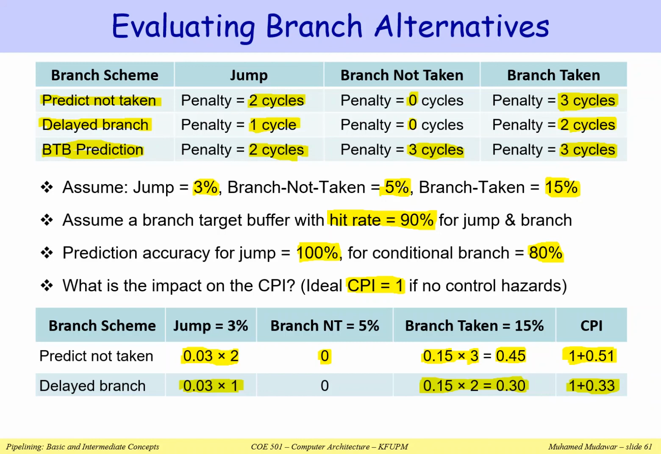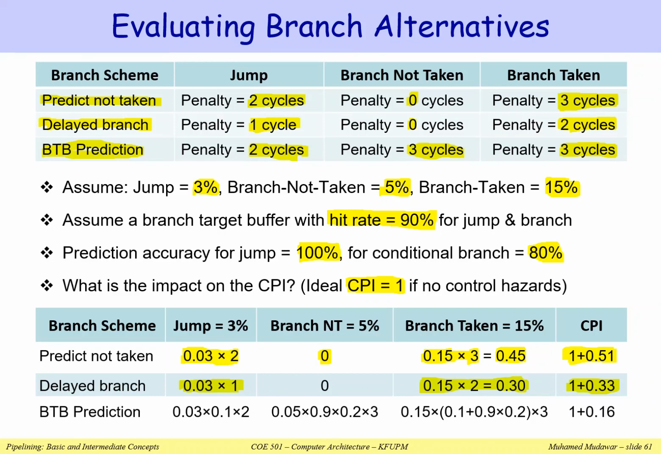Now the last scheme is the branch prediction scheme using the branch target buffer. Here the analysis is slightly different because we only lose when we have a misprediction. In the case of a jump, only when we have a miss in the branch target buffer. The hit rate in the branch target buffer is 90%, so only when we have a miss, and the miss rate is 10%. So 3% are jump instructions and 10% is the miss rate in the branch target buffer. Only when we miss, the penalty is equal to 2 cycles.